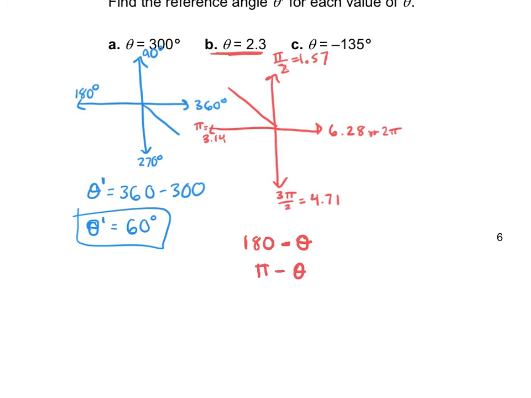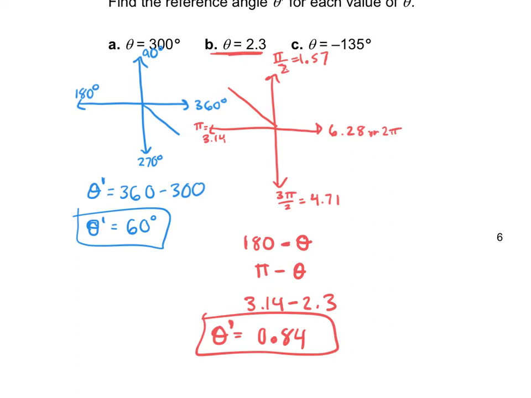Pi would be 3.14 minus the original theta, which is 2.3. And that would give us 0.84. So our reference angle is 0.84. Any questions on this one?